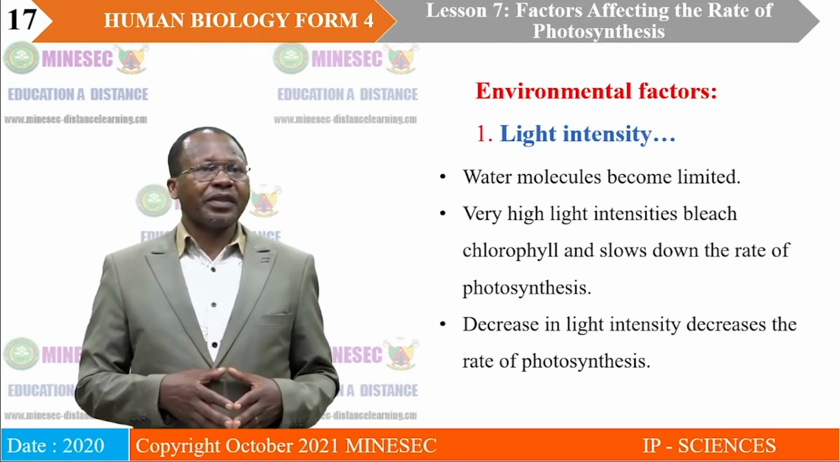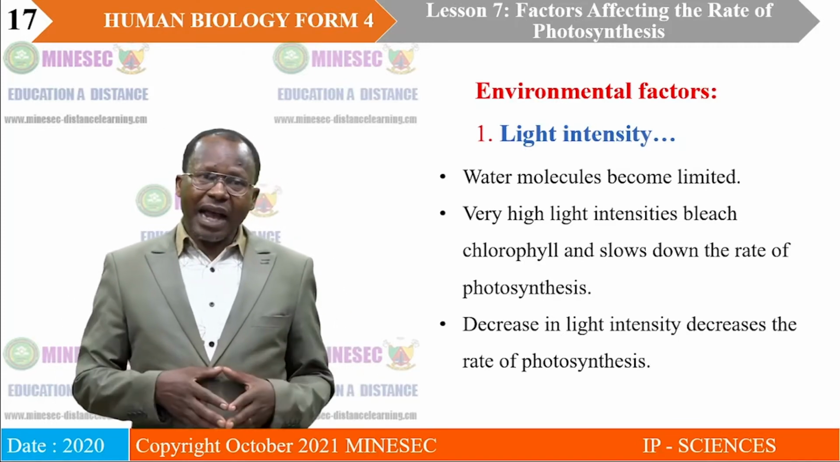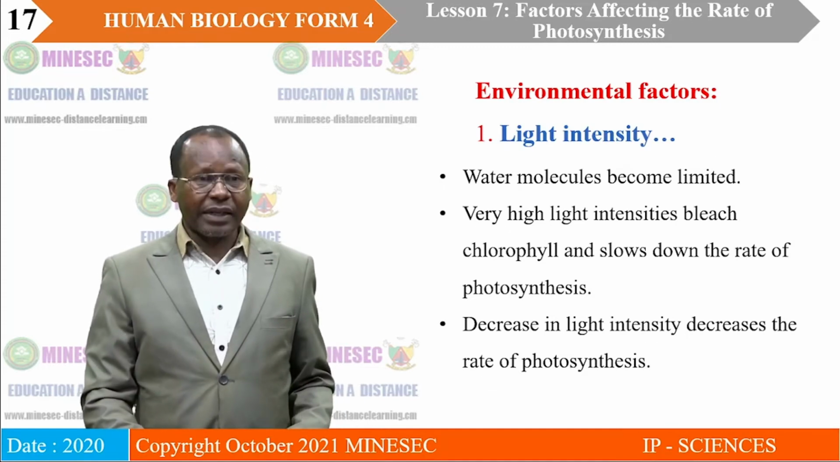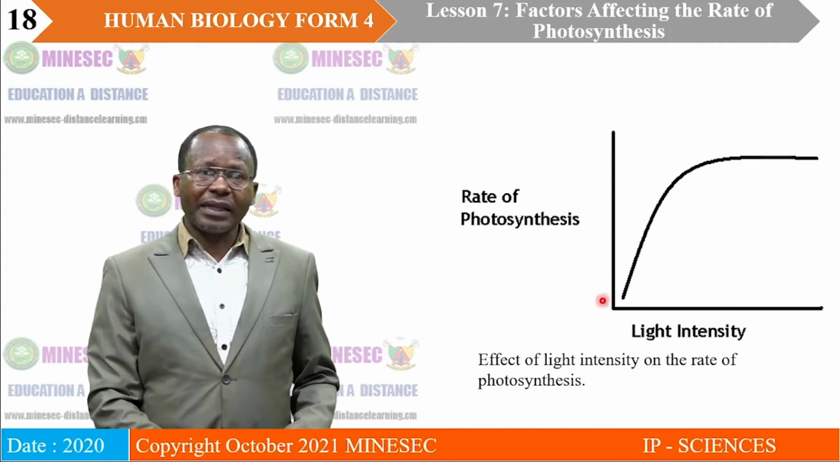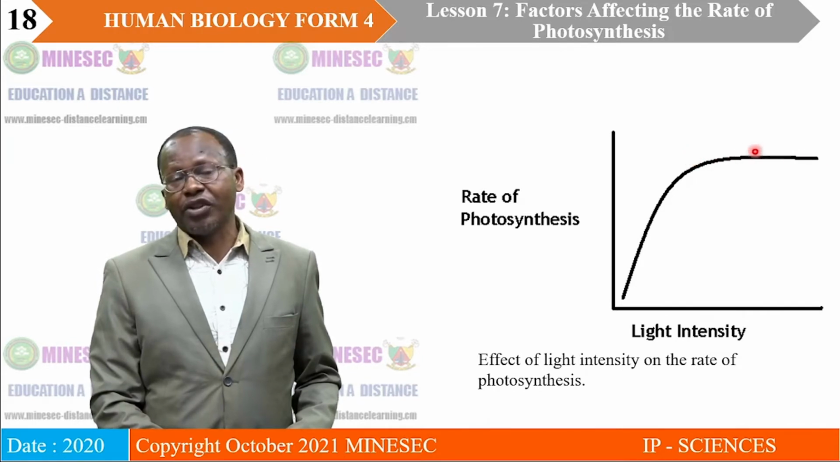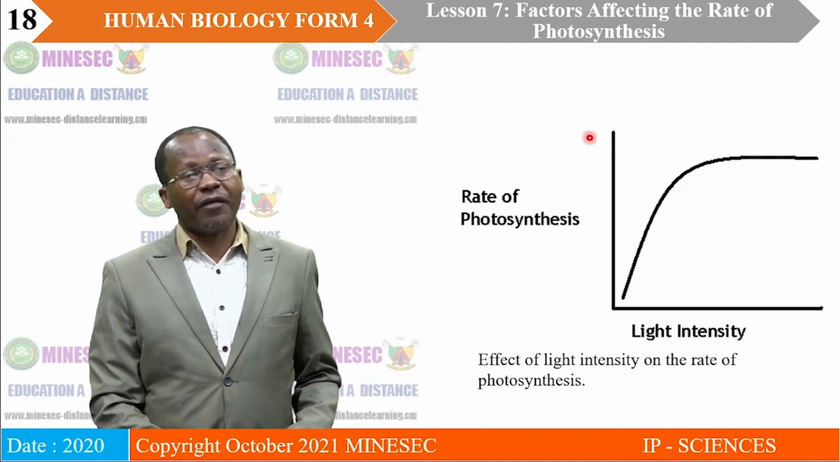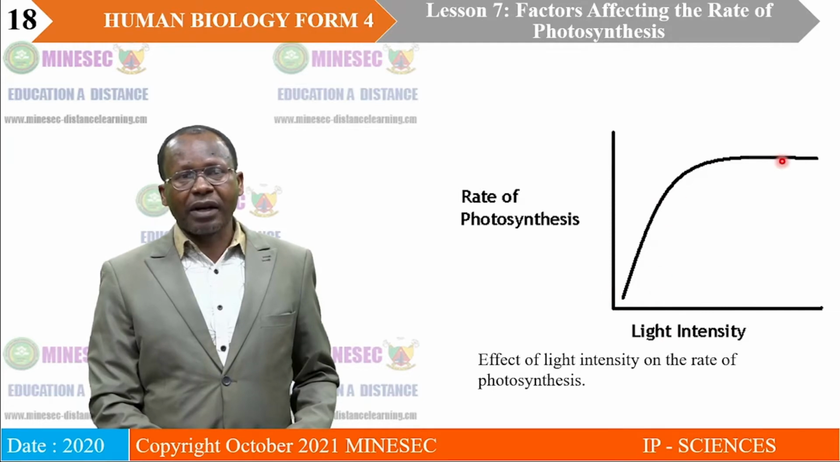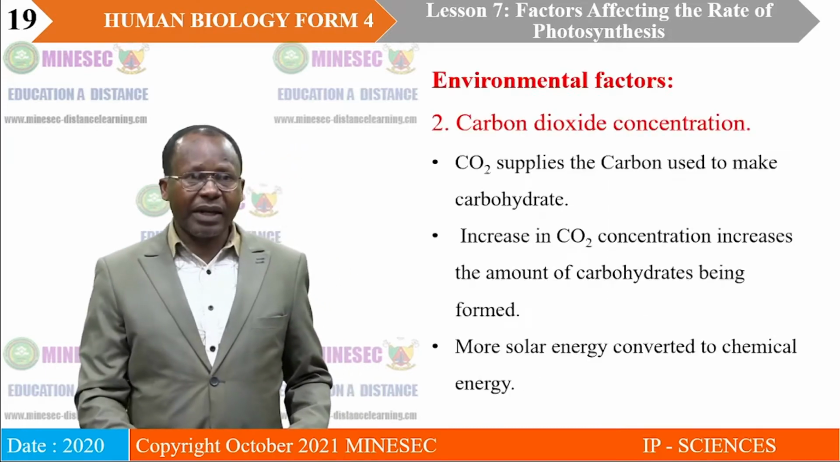Very high light intensities bleach the chlorophyll and slow down the rate of photosynthesis. Decrease in light intensity decreases the rate of photosynthesis. And this can be seen in this curve where we have rate of photosynthesis and light intensity. At the start, when light intensity is increasing, you see that the rate of photosynthesis is increasing. But at a certain high light intensity, the rate remains constant. It doesn't change because the water might have been used up and even the chlorophyll might have been bleached. So this is a graphical representation of the rate of photosynthesis as a function of light intensity.